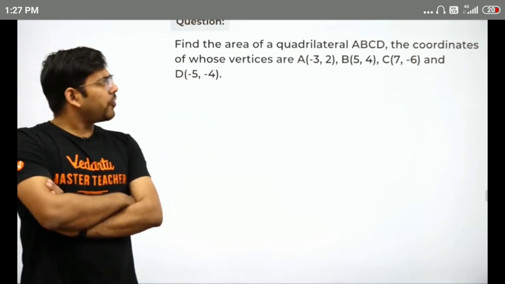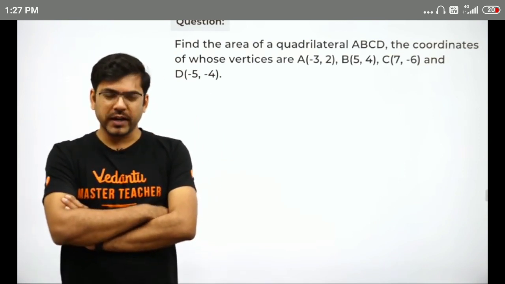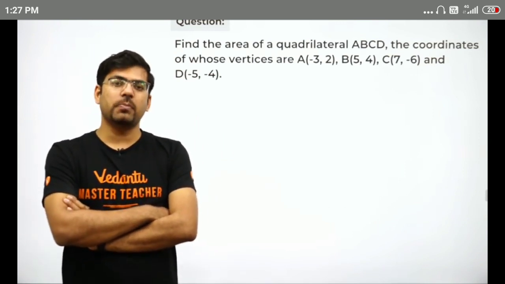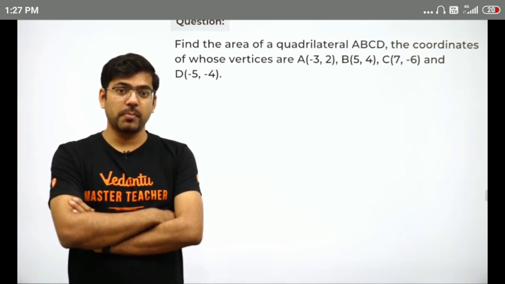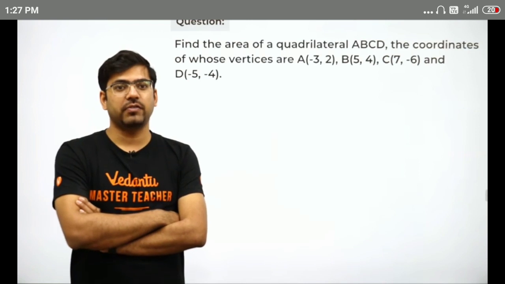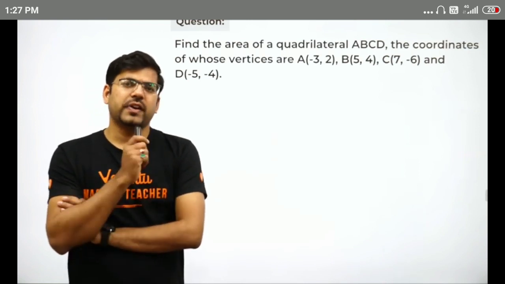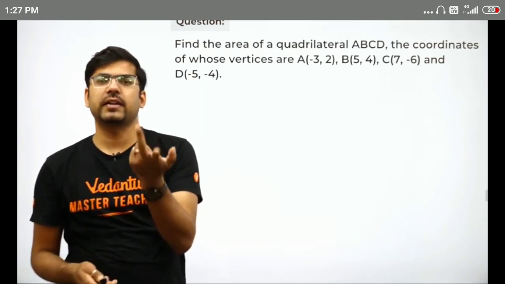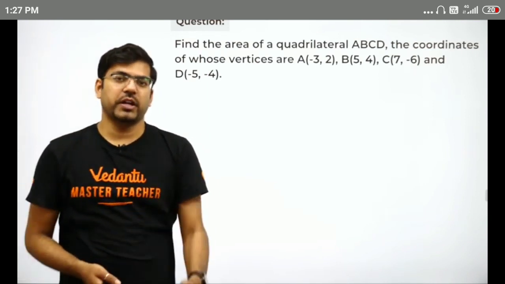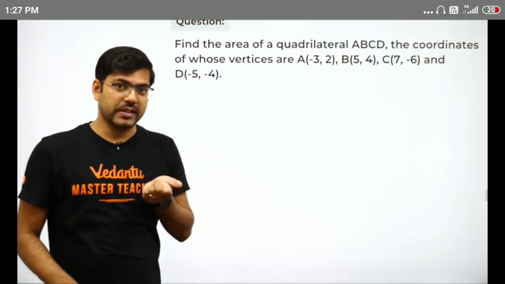Find the area of the quadrilateral ABCD, the coordinates of whose vertices are A minus 3, 2, B 5, 4, C 7, minus 6, and D minus 5, minus 4. So you have to find the area of this quadrilateral. Now it is very easy. Divide this quadrilateral into two triangles and then apply the formula for area of triangle. That is very easy. But again, these questions will be asked in the examination.